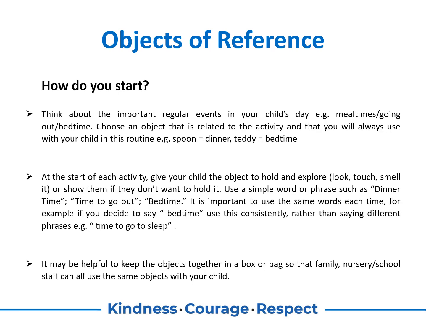How to start using objects of reference. Think about the important regular events in your child's day. These can include meal times, going out or bedtime, and choose an object that is related to this activity and that you will use with your child in this routine. For example, a spoon for dinner, a teddy for bedtime. At the start of each activity, give your child the object to hold and explore. They can look at it and touch it and smell it, or you could just show them if they don't want to hold it. Use a simple word or phrase such as dinner time, time to go out, bedtime.